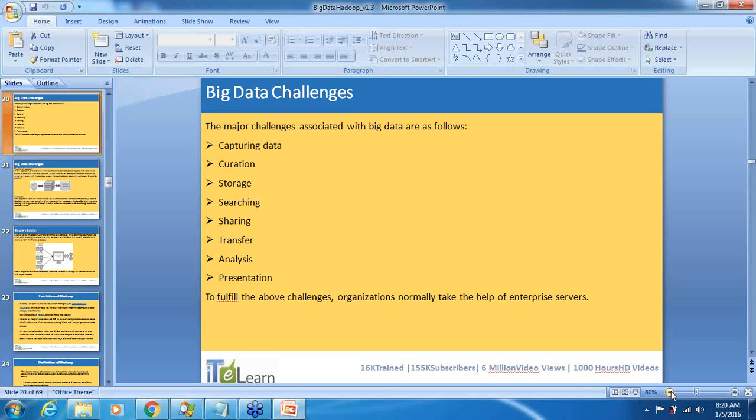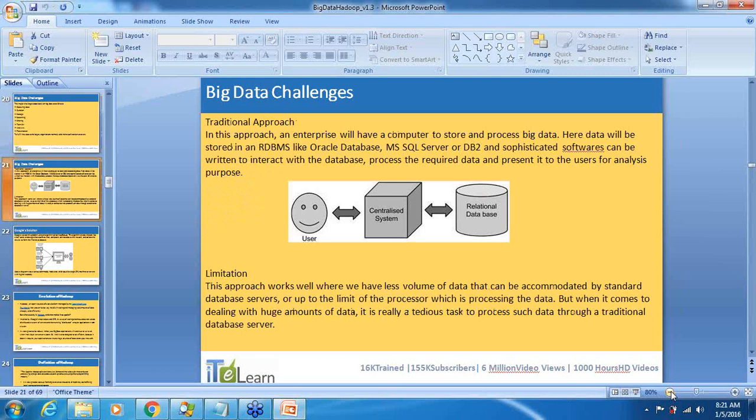So how do we capture it? Curation, storage, searching, sharing, transferring, analyzing, presenting or publishing graphs. These are all potential challenges we currently have, which we would resolve with the use of big data solutions available in the market. When you talk about big data, there is a framework called Hadoop. Hadoop is one such technology that is widely implemented and is the backbone of big data in resolving all the potential challenges we have seen so far.